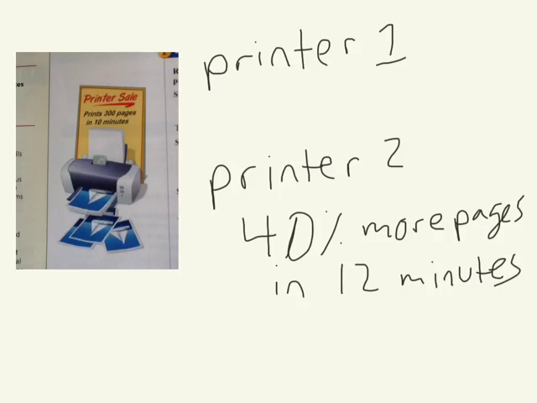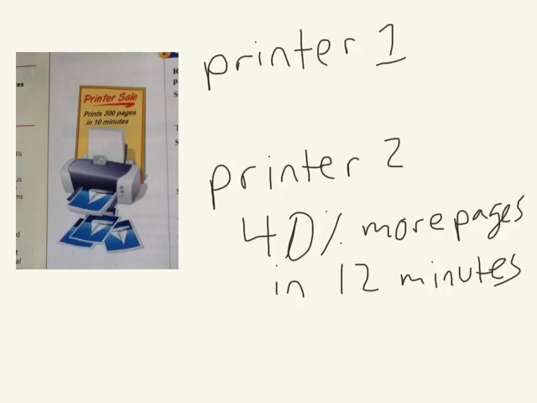Now, what we want to figure out is which printer prints the fastest. Well, the first thing we need to do is take a look at our first printer. Right now we know that it prints 300 pages in 10 minutes. So what do you think we could do to figure out how many pages it prints per minute? Ah, that's correct. Nice job, Valerie. We need to make a unit rate.